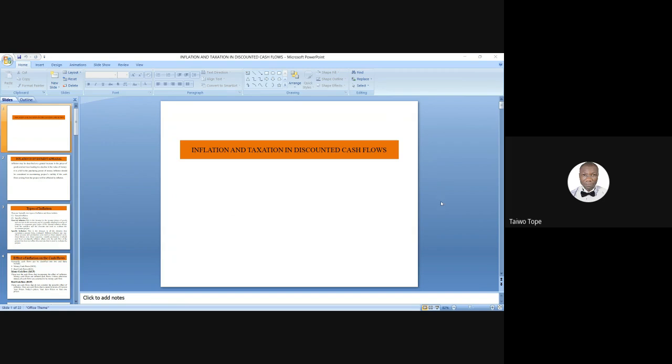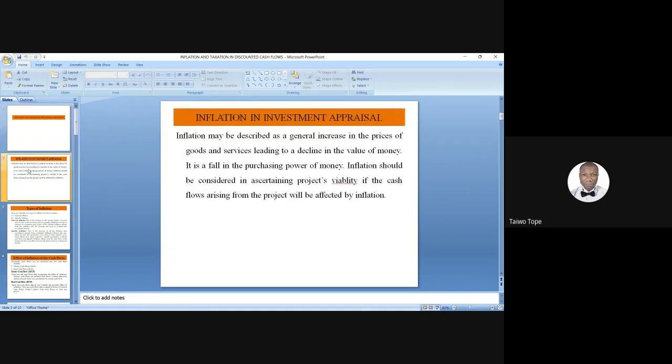So, inflation may be described as a general increase in the price of goods and services, leading to a decline in the value of money. So, it is a fall in the purchasing power of money, and inflation should be considered in ascertaining project viability if the cash flows arising from the project will be affected by inflation.